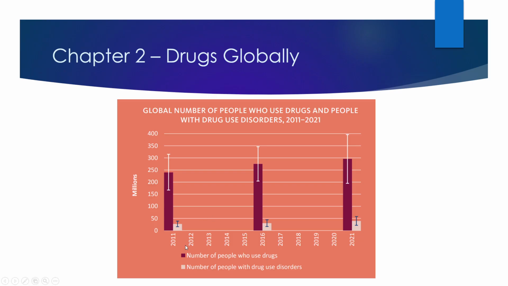So clearly not as big, but still a problem when you're talking about multiple millions of people who are addicted to drugs. Now, this is the old numbers. Let's move up to 2016. You can see increases in the use of drugs. Now we're probably up to about 275 million. It's gone up in using drugs.